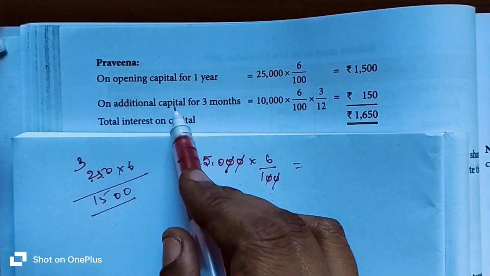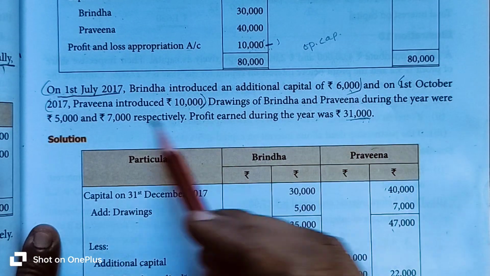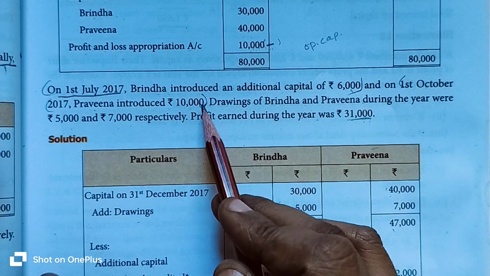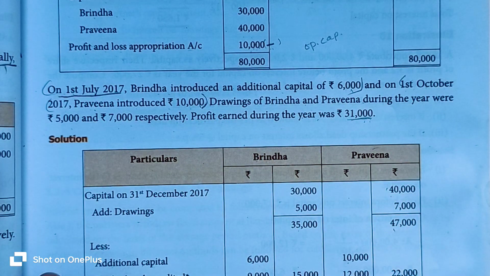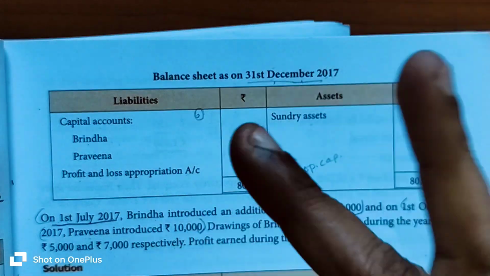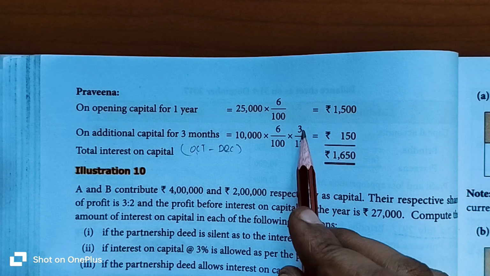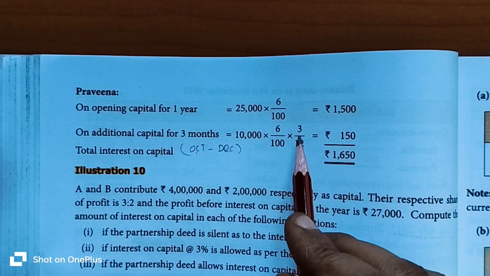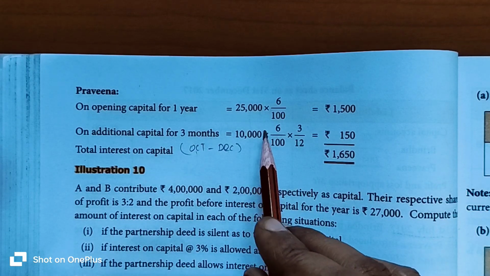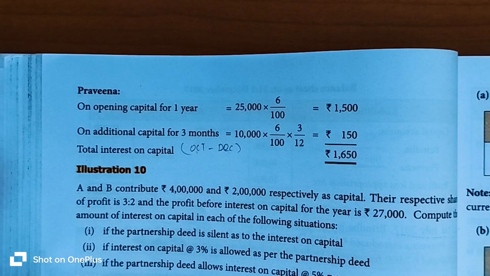Then the additional capital introduced during the year is on 1st October 2017, Praveena introduced 10,000 rupees. So you have to calculate from 1st October to 31st December: October, November, December. There are 3 months between them. So October to December, 3 months means 3 by 12, 3 months out of 12 months. Additional capital 10,000 rupees, rate of interest 6 by 100, interest period 3 by 12. Now we are going to cancel it.